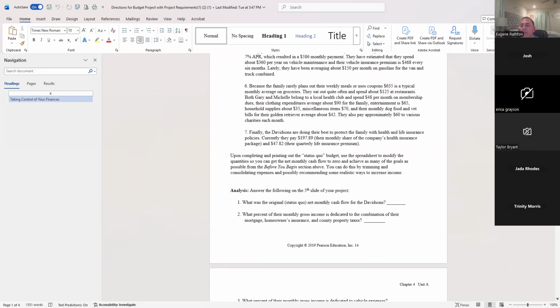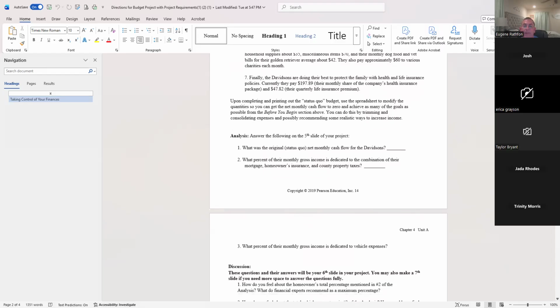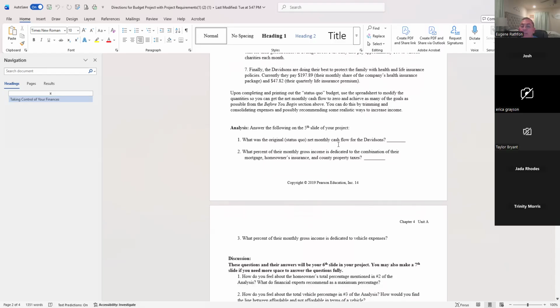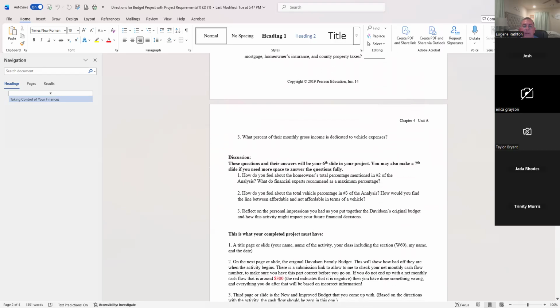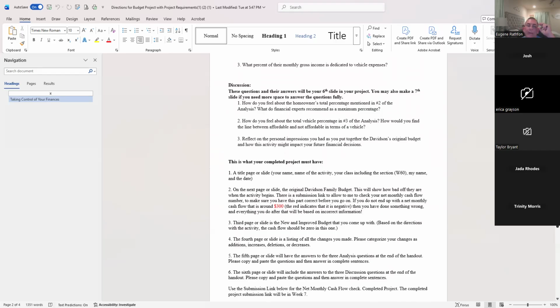And once I help y'all fill this out, your project will be to answer these questions for the Davidsons, okay? Like, what was the original net cash monthly flow? What percent of their monthly gross income is dedicated to mortgage, homeowners insurance, and county property taxes? What percent is dedicated to vehicle expenses? Okay. Now you don't have to make a slide. You can do it like a Word document or anything.